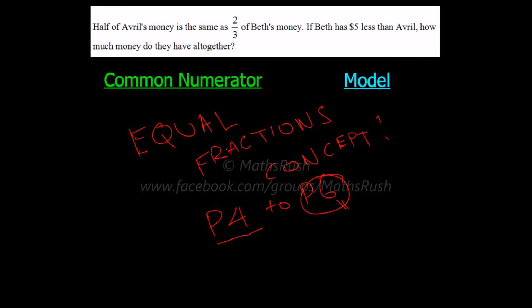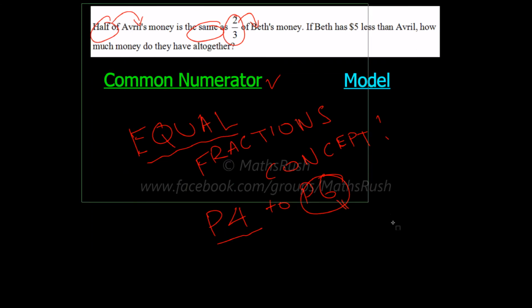So why is it called the equal fraction concept? It's because the word equal appears, or a synonym of that, for fractions of two different persons. So half of Avril and 2/3 of Beth, as you can see, indicate two different people. Once you see this kind of question, you can apply this common numerator method instead of a model. Currently it's rather easy to do because the fractions are friendly for this question, so the model method might be easier to apply.